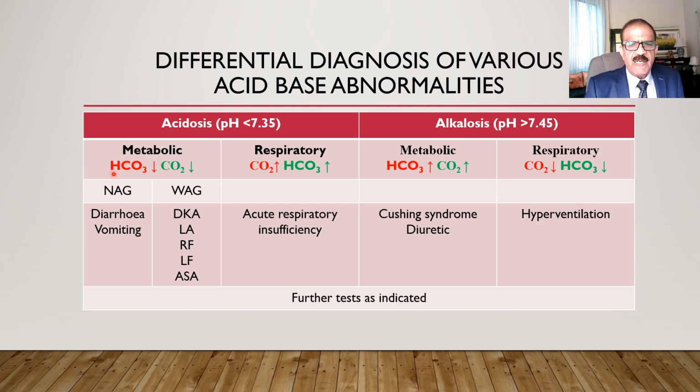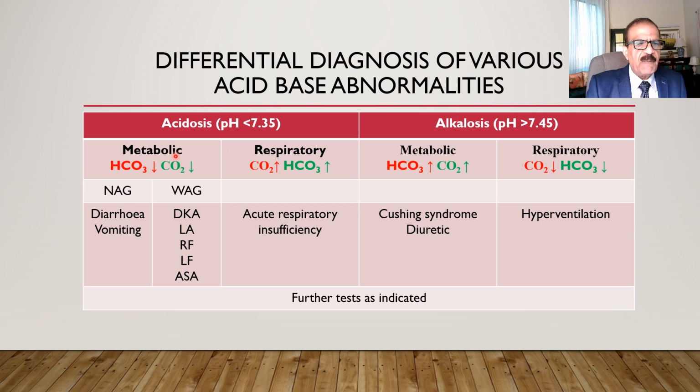Now I have listed the primary abnormality in red, and green is the compensatory mechanism. You will see both when you see the report, but you have to figure out which one is the primary and which one is the compensatory. That you can figure out from the pH.